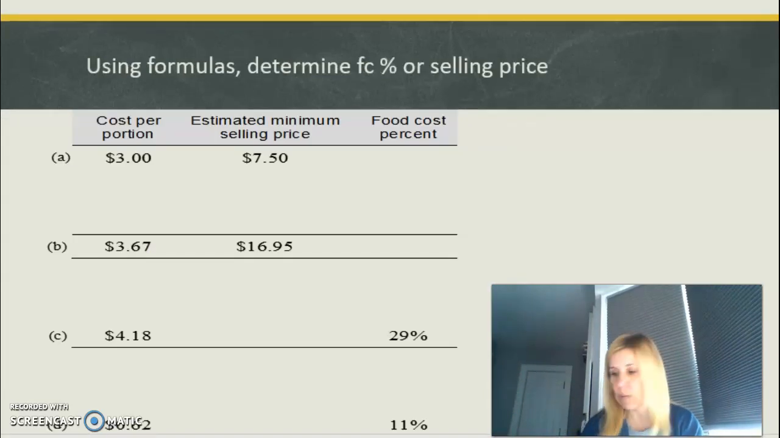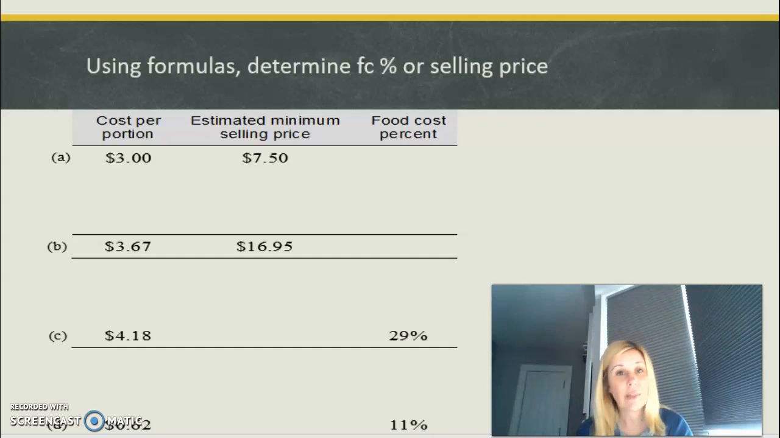Okay, let's play with a couple of these formulas now. Part A, cost proportion $3 divided by selling price $7.50 gives me a food cost percentage, and go ahead and play along with this on your phones or calculators, of 40%. Not too good, is it? Okay, well, it depends on what it is, and we'll talk about that in a little bit.